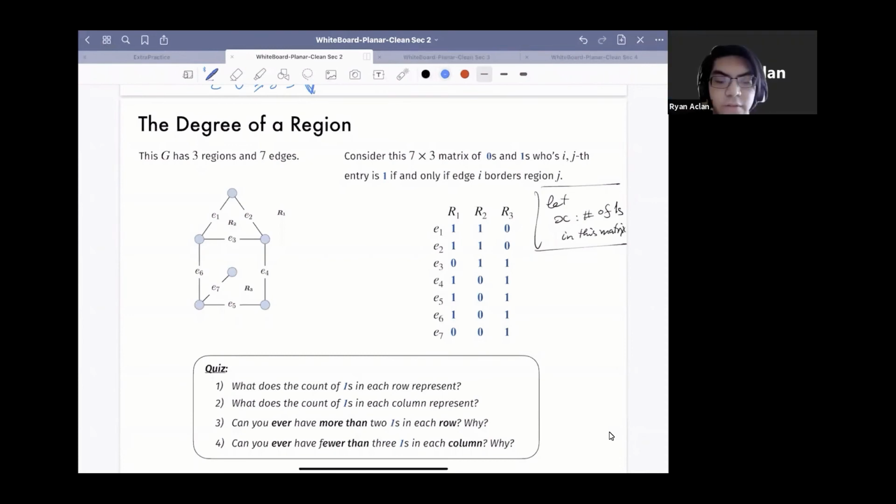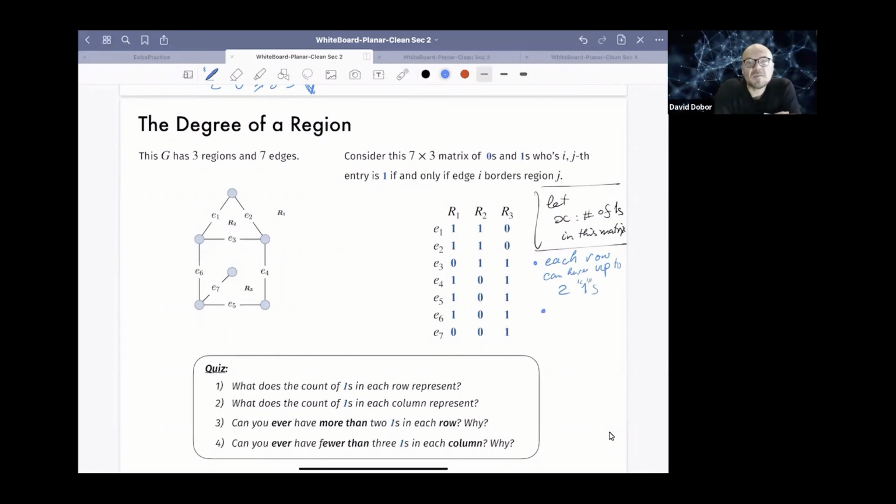You can only have up to 2 1s. Yes, because an edge can't border 3 regions. Exactly. In each row I can have up to 2 1s. For exactly the reason you give, there's no way that edge is on the border of 3 regions. It is possible that an edge is on the border of 1 region, as we have with E7 here. Here, E7 borders just R3 only. It's completely inside your backyard.